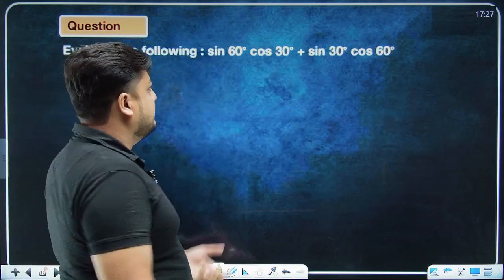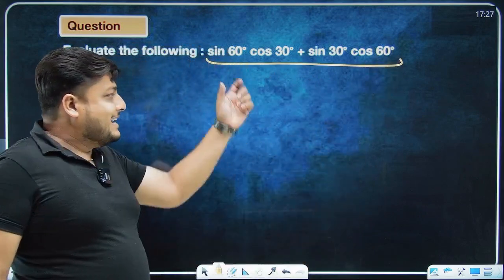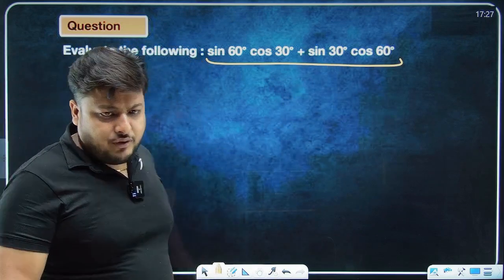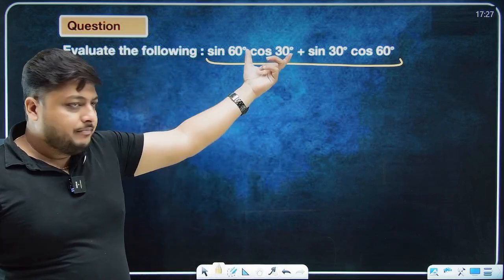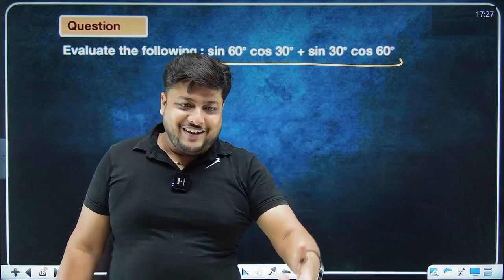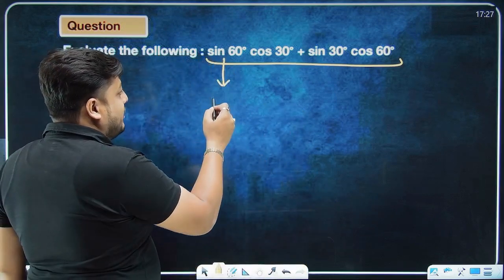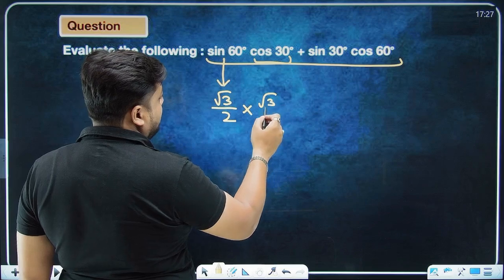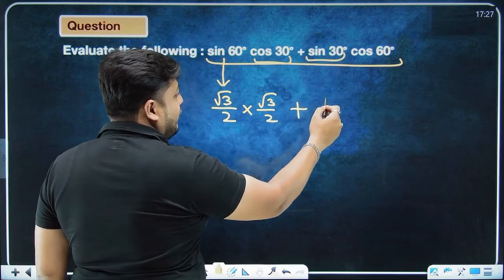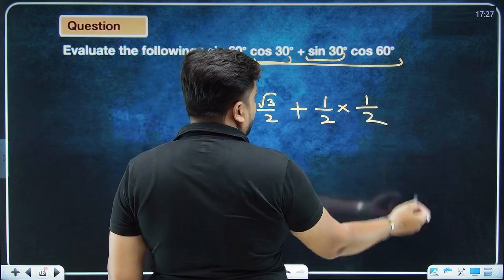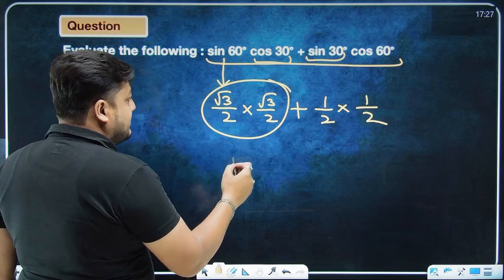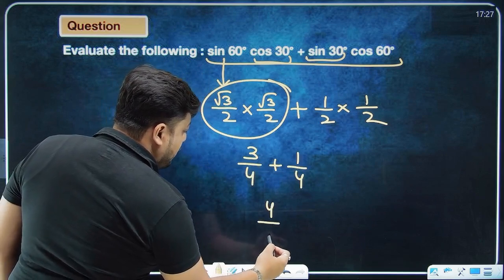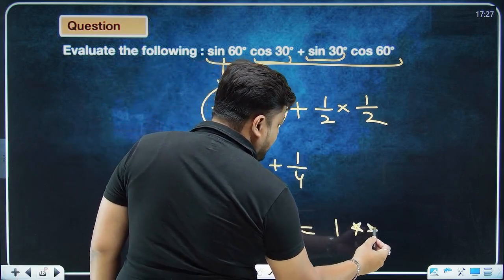We have to evaluate this: sine 60 cos 30 plus sine 30 cos 60. If you can remember the values here, you can do this question quickly. Sine 60 is root 3 upon 2, and cos 30 is root 3 upon 2. Plus sine 30 is 1 upon 2, and cos 60 is 1 upon 2. If you multiply this, you will get 3 upon 4. You will multiply this, you will get 1 by 4. It will be 4 by 4 and your answer is absolutely 1.